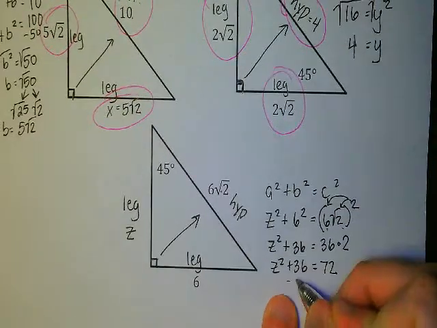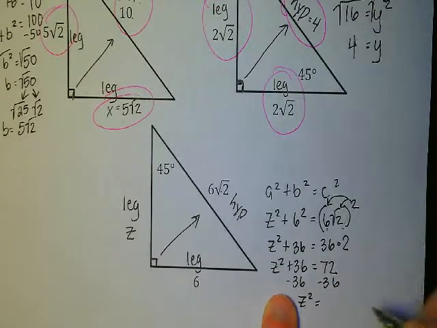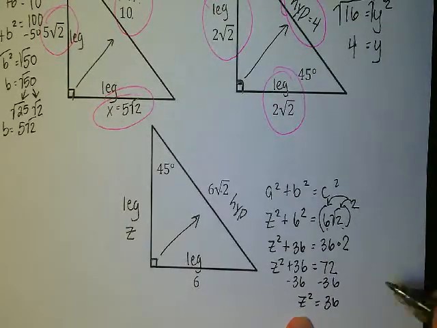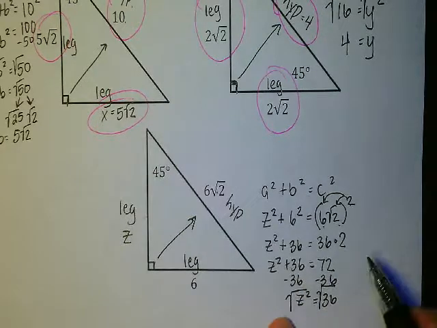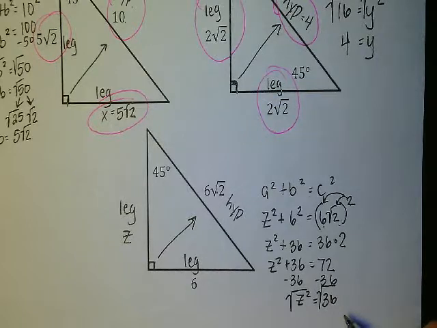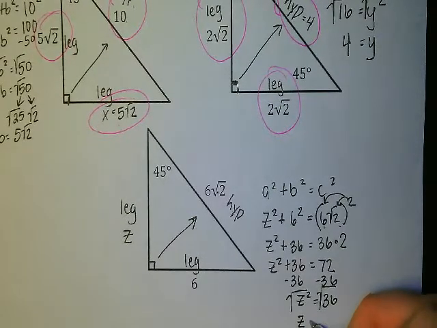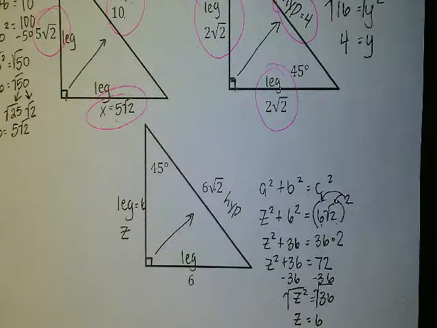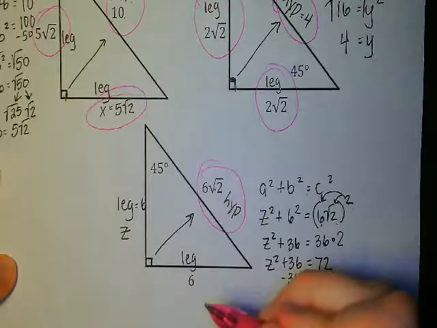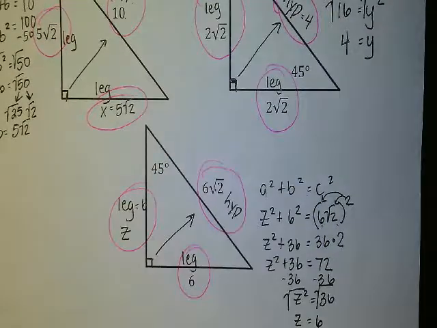Our goal is to get z by itself, so first we have to subtract 36 from each side. When I do that, I end up with z squared alone on the left and 36 on the right. Now, to get z isolated, I'm going to take the square root, which is the inverse operation. I'm canceling out my square. What I do to one side, remember, I have to do to the other. So when I take the square root on the left side, I also take the square root on the right side. I'm left with z by itself on the left, and the square root of 36 is 6. So my leg is 6. So I'm going to go ahead and circle and color my sides.